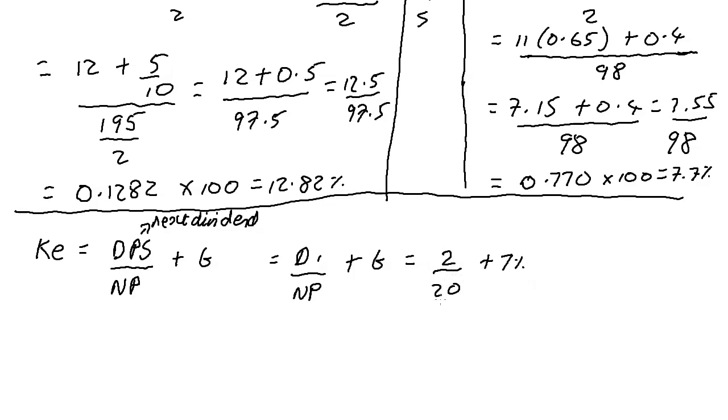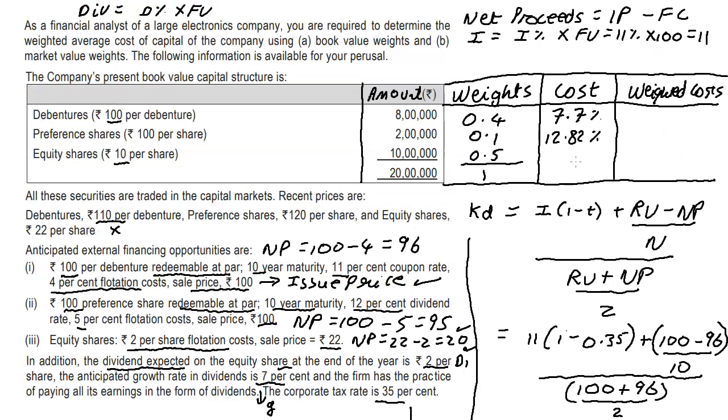So 2 upon 20 should give you 0.1. Please use a calculator. 7% is going to give you 0.07. How do I know that? On the calculator you take 7, because it's percent, and you end up doing 7 divided by 100, which gives you 0.07. Anyway, my final number here is 0.17, which if multiplied by 100 gives me 17%. That means KE is 17%.